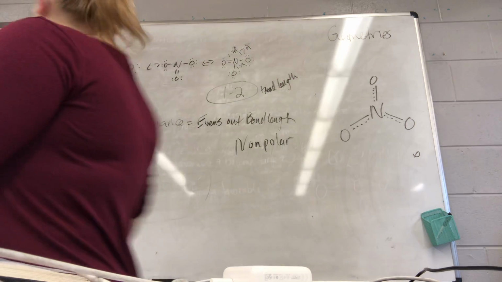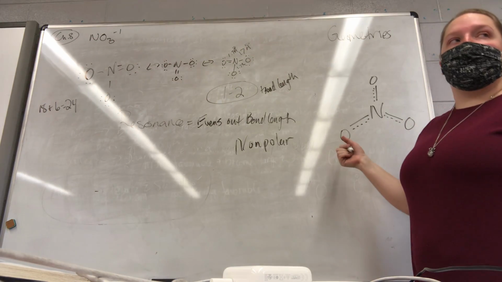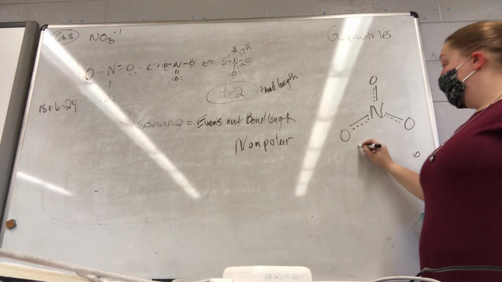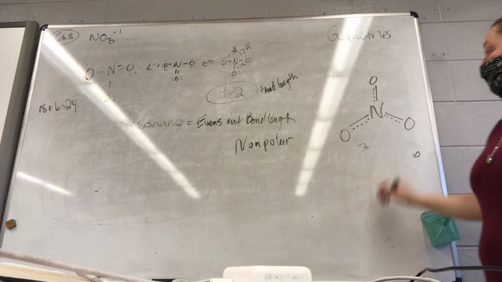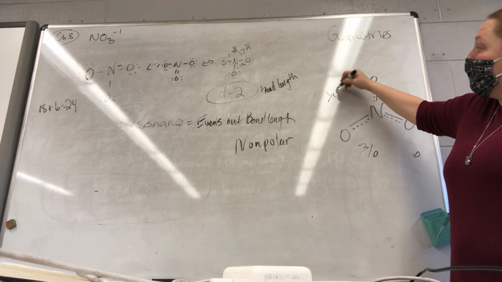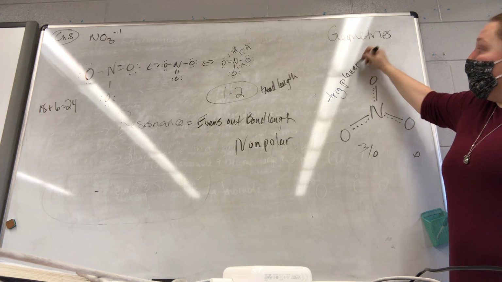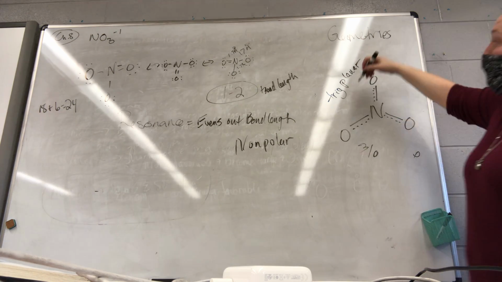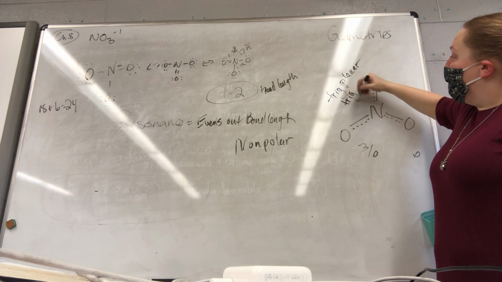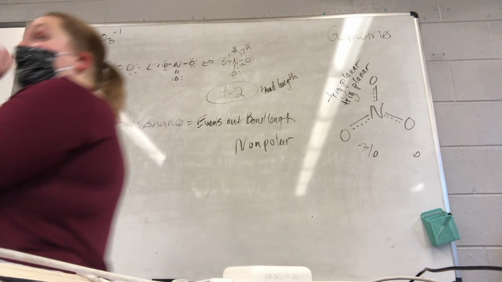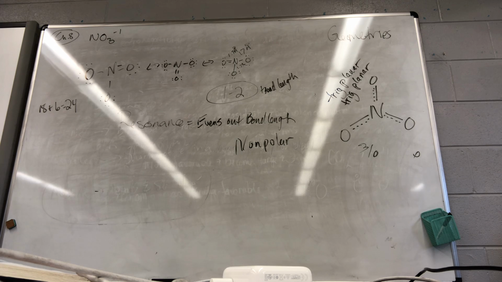Because this one, how many domains? How many bonding domains? 3. How many non-bonding domains? 0. Three bonding domains means trigonal planar. Three bonding domains with no electron domains means that the electron geometry and molecular geometry are identical. If there's a lone pair, that doesn't make it bent.